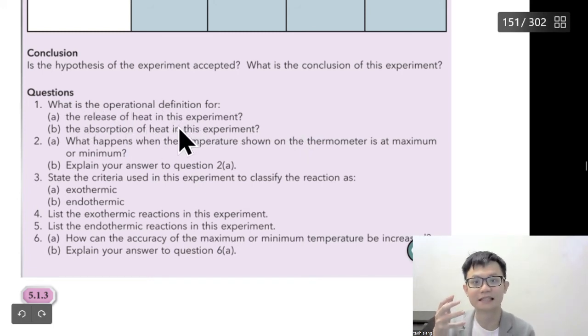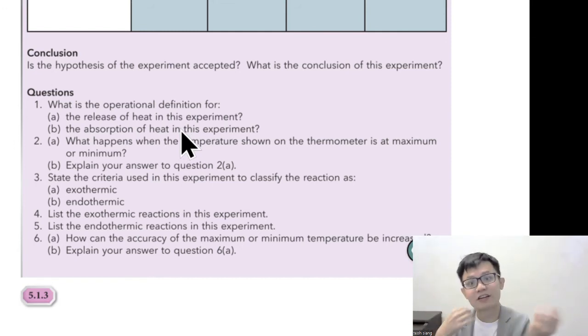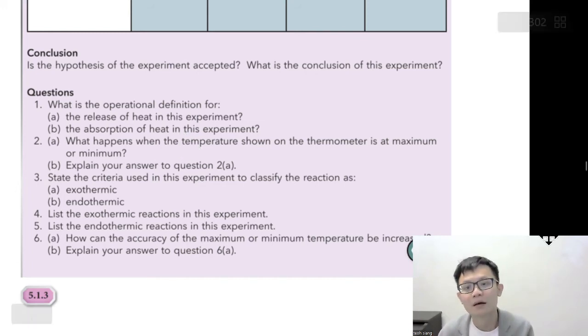An operational definition, usually if you know English, we always say definition of the word. For example, what is the definition of a book? A book is a bunch of paper for people to read, for example.